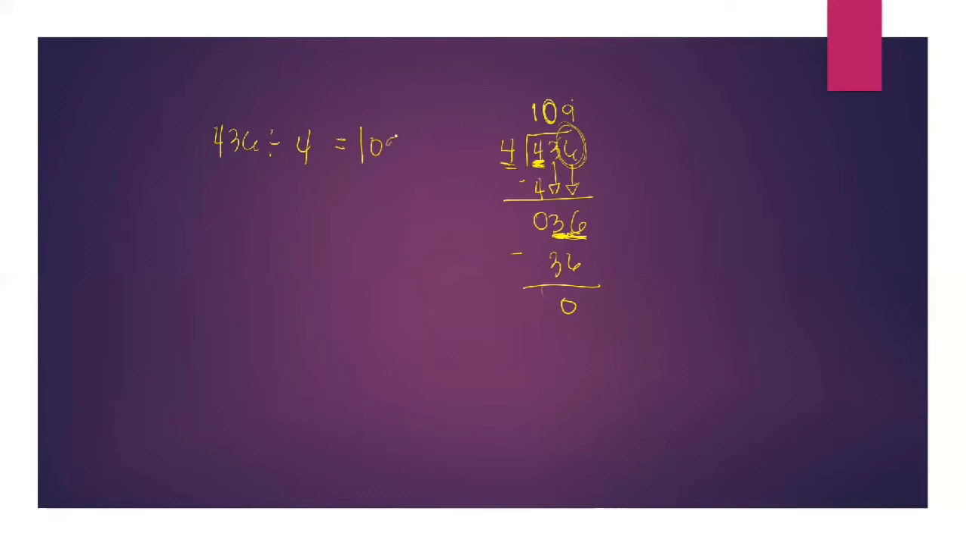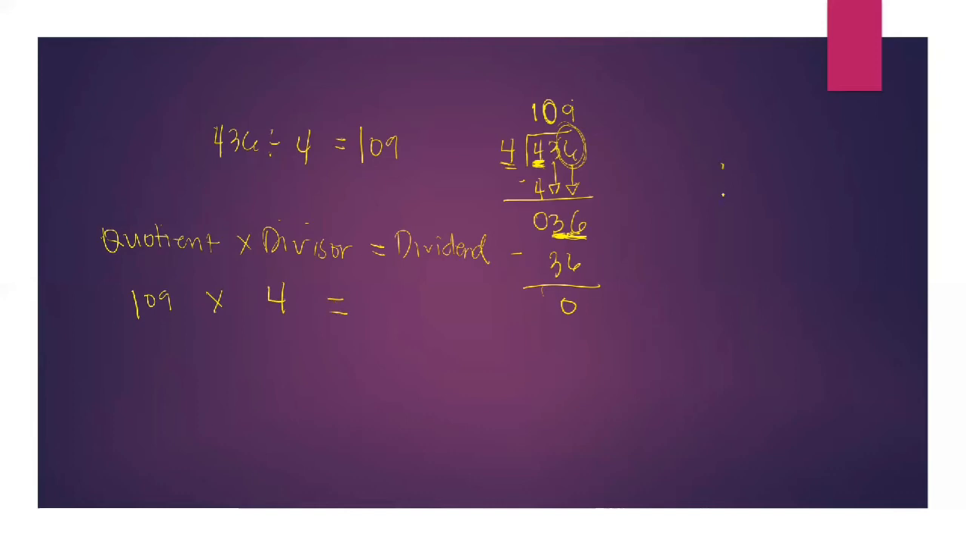Okay? So, paano natin ma-check if the quotient is correct? Again, quotient, multiply natin sa divisor, and then the answer must be equal sa dividend. Okay. So, quotient natin is 109. Multiply natin sa divisor, which is 4. And the answer must be the dividend. So, let's try to multiply.